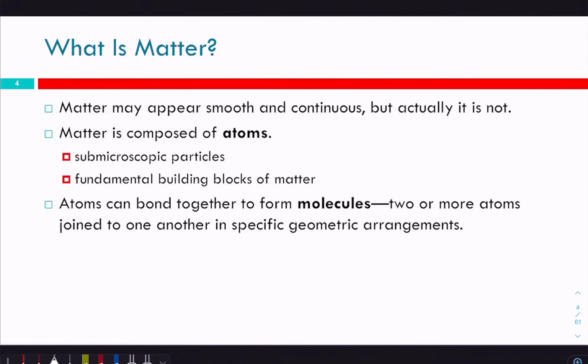So here's a key. Matter is composed of atoms. Remember, everything you can see and a lot of things that you can't see are made of matter. And if all matter is made of atoms, then everything is made of atoms. These atoms are submicroscopic particles, so you can't see them under a regular microscope. But they're the fundamental building blocks of matter. So the atoms are the individual pieces.